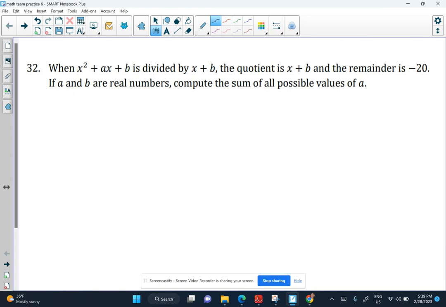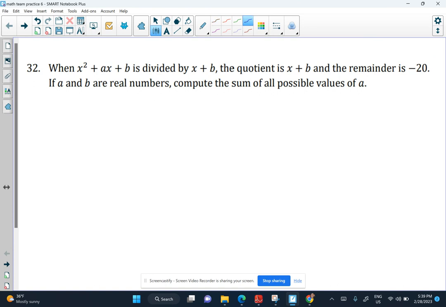Okay, so number 32. When x squared plus ax plus b is divided by x plus b, the quotient is x plus b, and the remainder is negative 20. If a and b are real numbers, compute the sum of all possible values of a. So, how are we going to do this?